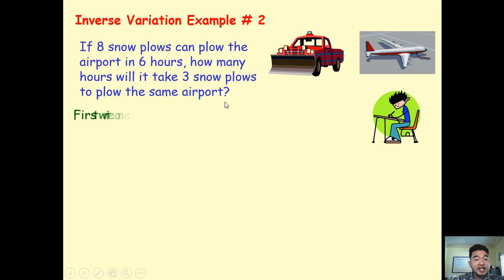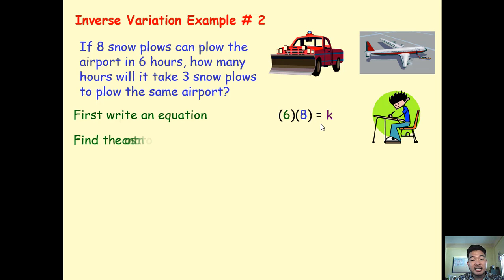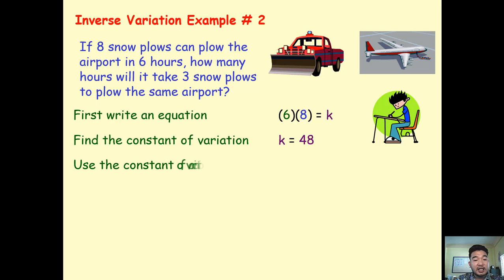Right. So the first step is to write an equation. Our equation would be 6 times 8, which is equal to k. Then solve for k, we multiply 6 and 8, and that is equal to 48. And then we use the constant of variation, along with the given information.